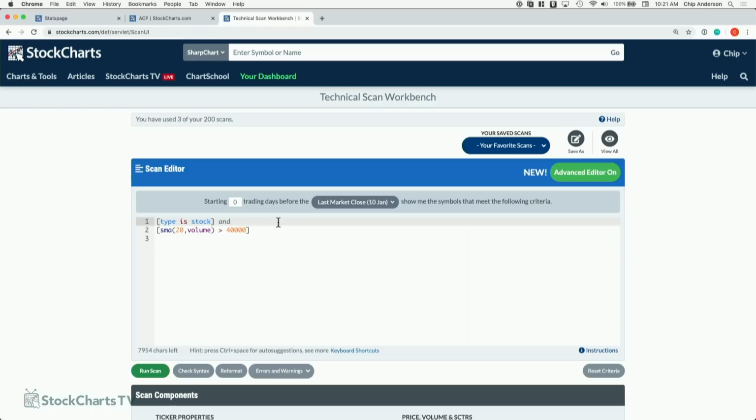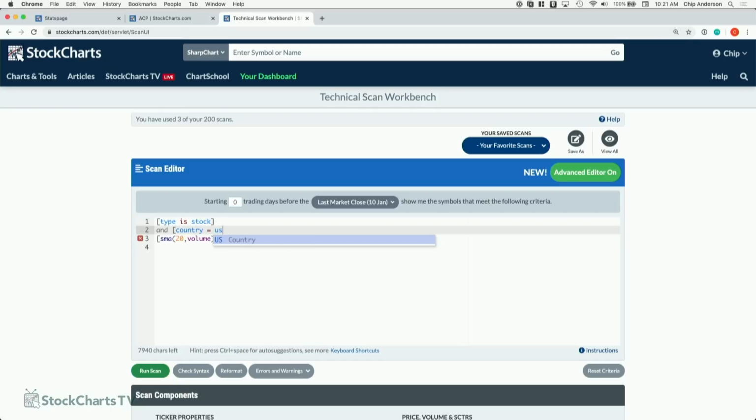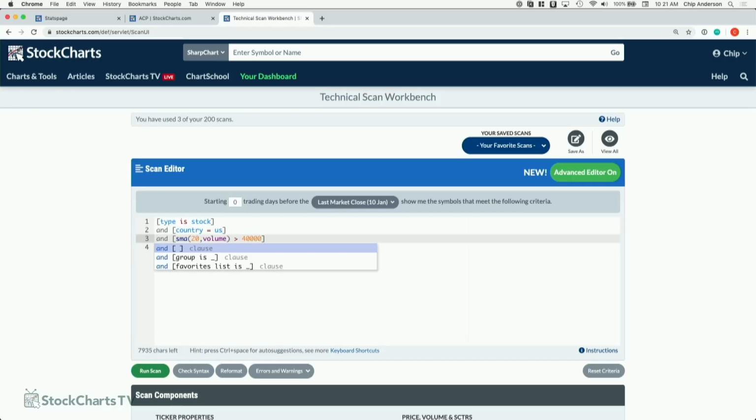Those are just nice little starter filters that help us. I'm going to add one more starter filter here. I'm going to create a new line and type country equals US. That's just because of the kind of investing that I do. Obviously, if you were in a different country, you might do it differently. We have to add the word and again. All of these clauses are filters for reducing the number of stocks that we're looking at.